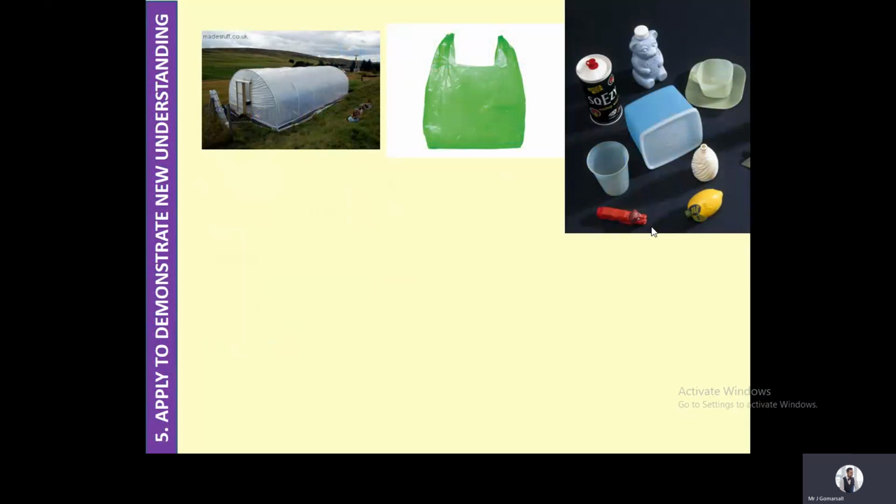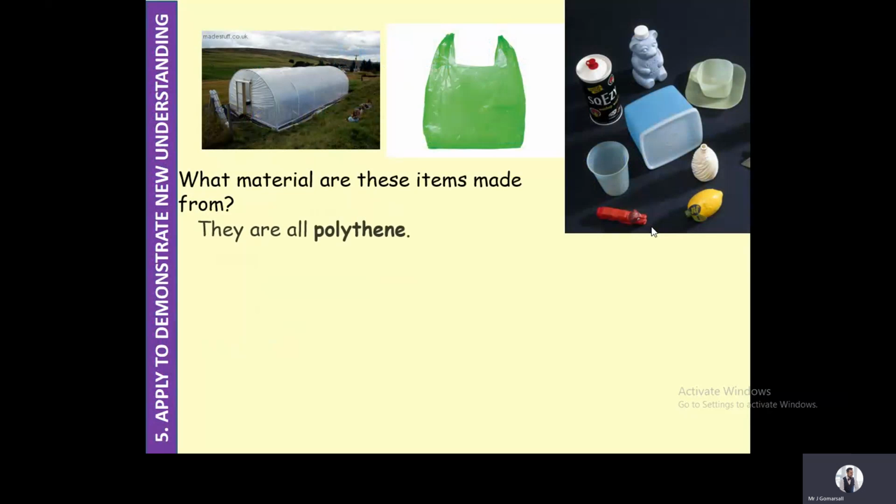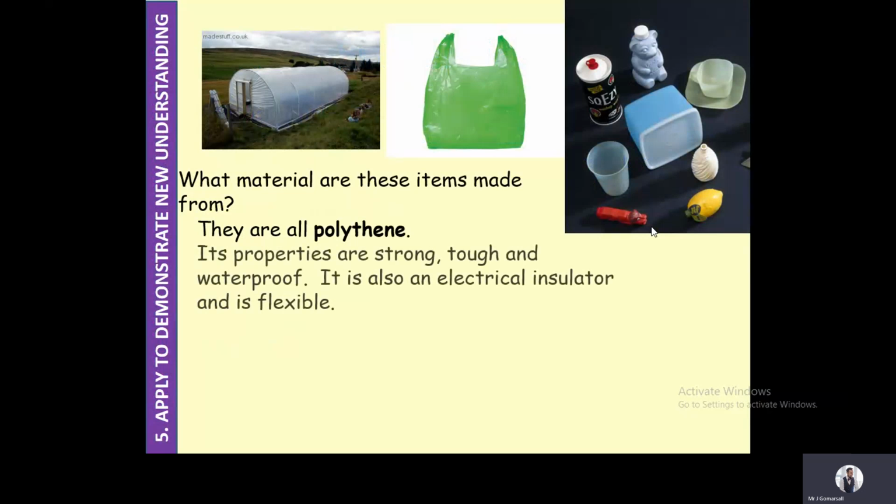Here are some examples, some pictures. They're actually all made from something called polythene. Now you would just call this plastic, but it's got a fancy name, polythene, which means it's made up of lots (poly) of a molecule called ethene. So polythene. It's strong, it's tough, and it's waterproof.